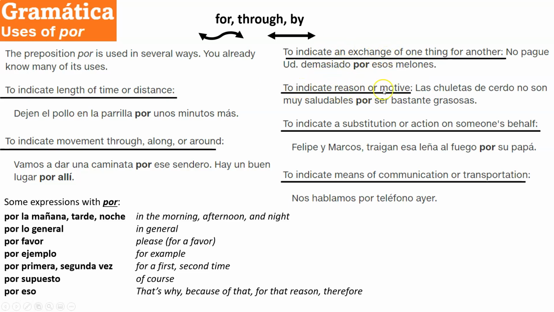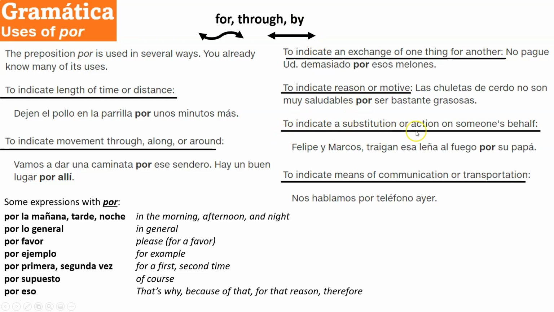To indicate reason or motive. Las chuletas de cerdo no son muy saludables por ser bastante grasosas. So the pork chops are not healthy for being too greasy. So that is the reason or motive, because they are, by being too greasy. So notice the word by.